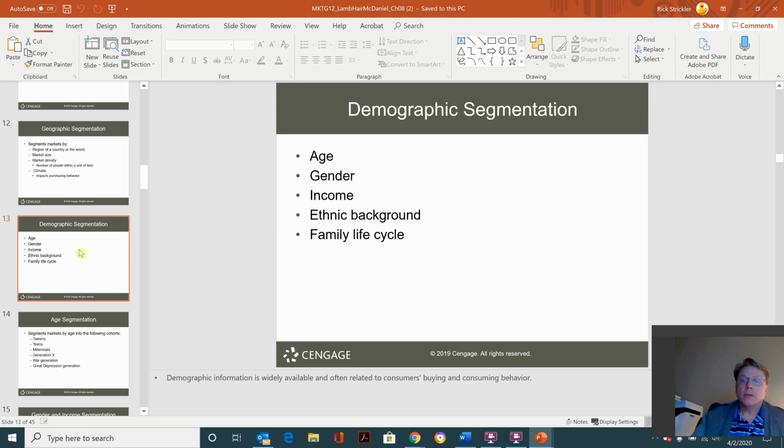Okay. Age, of course, gender, ethnic background, family life cycle. Family life cycle, if you just had a baby, it doesn't really matter if you're 25 or 30 or 40, you would be purchasing things for the baby. So family life cycle in that case is more important than age. Okay.